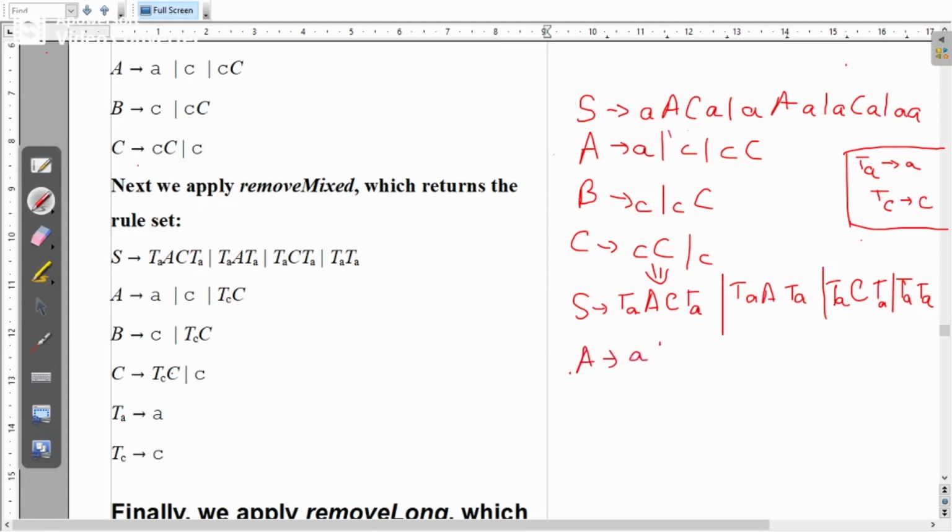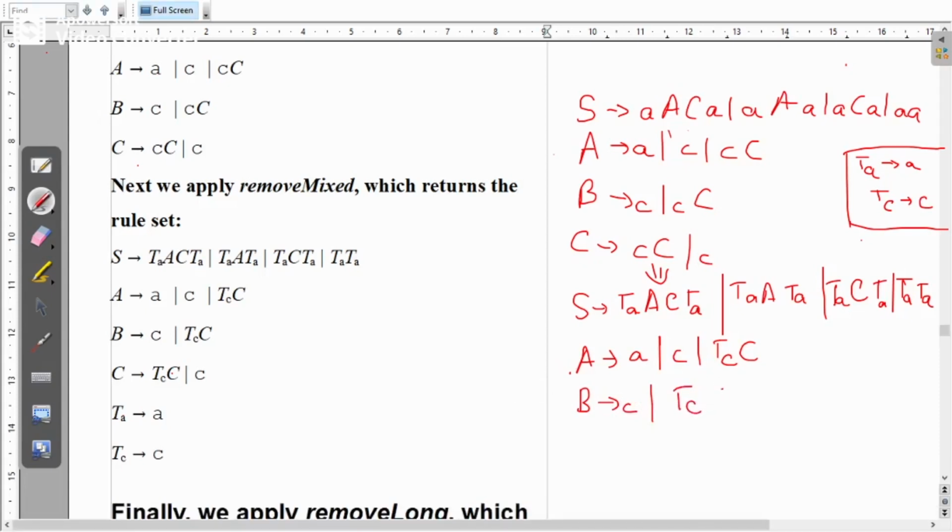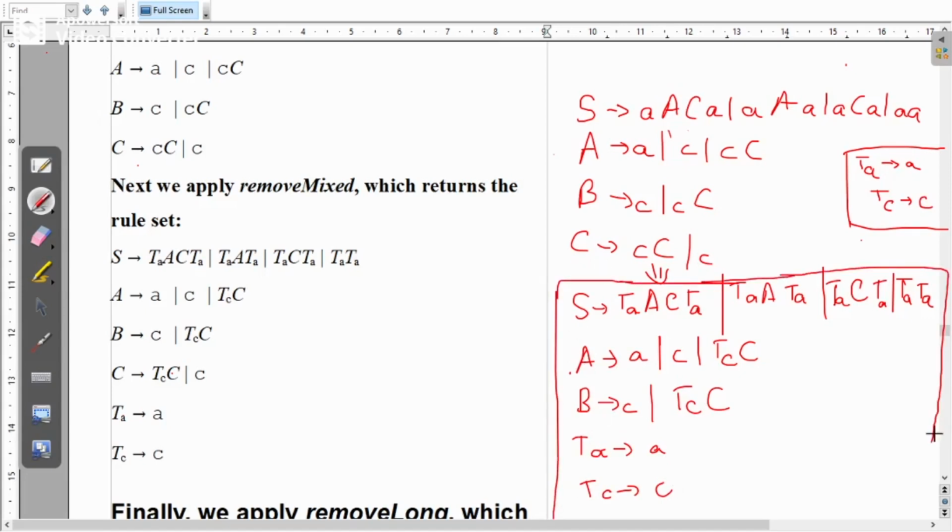So just 1. So A or C or CC. Its length is greater than 1, so TC, C. Next, B gives C, single. Next, CC will be written as TCC. Next, TA, we need to add these two, which we have considered earlier. So TA will give you A and TC will give you C. This will be your new grammar. So this will be fed to the next stage. Okay, that is what we have written here.